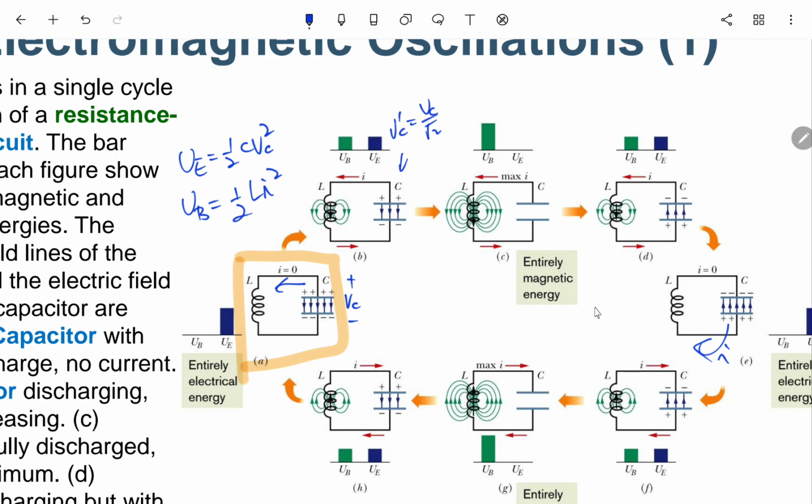And actually, we don't have a resistor, which means that no energy will be lost. No energy will be consumed by any device. So here we have conservation of energy, no energy loss, and this oscillation will be maintained forever.